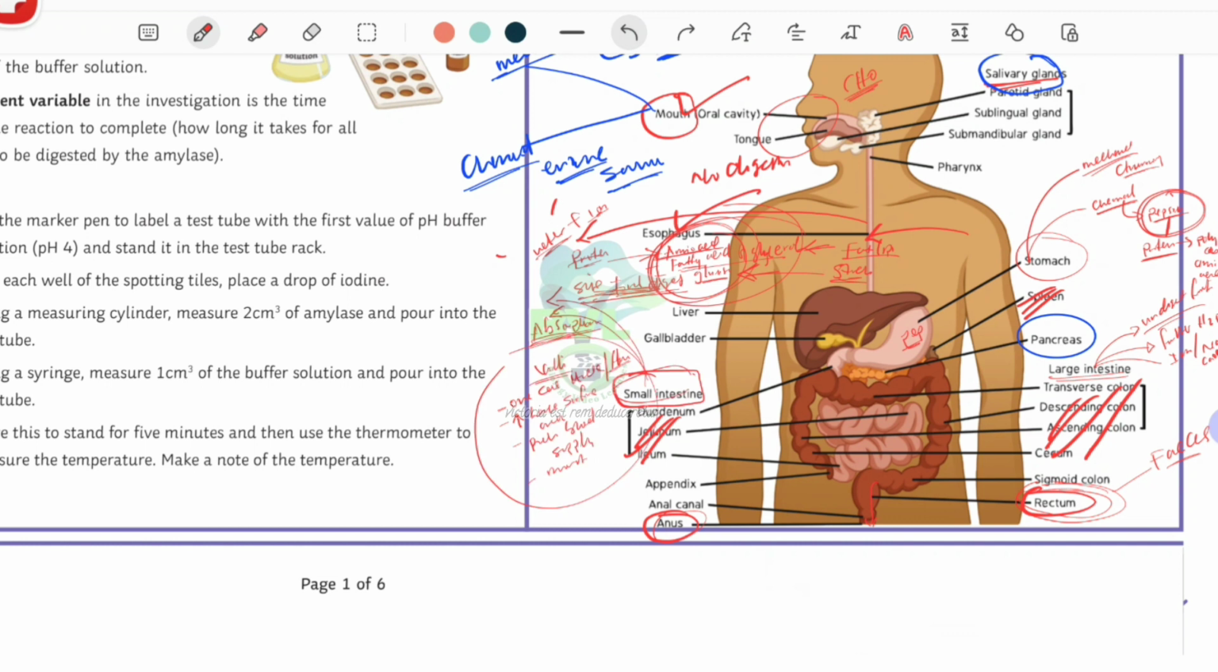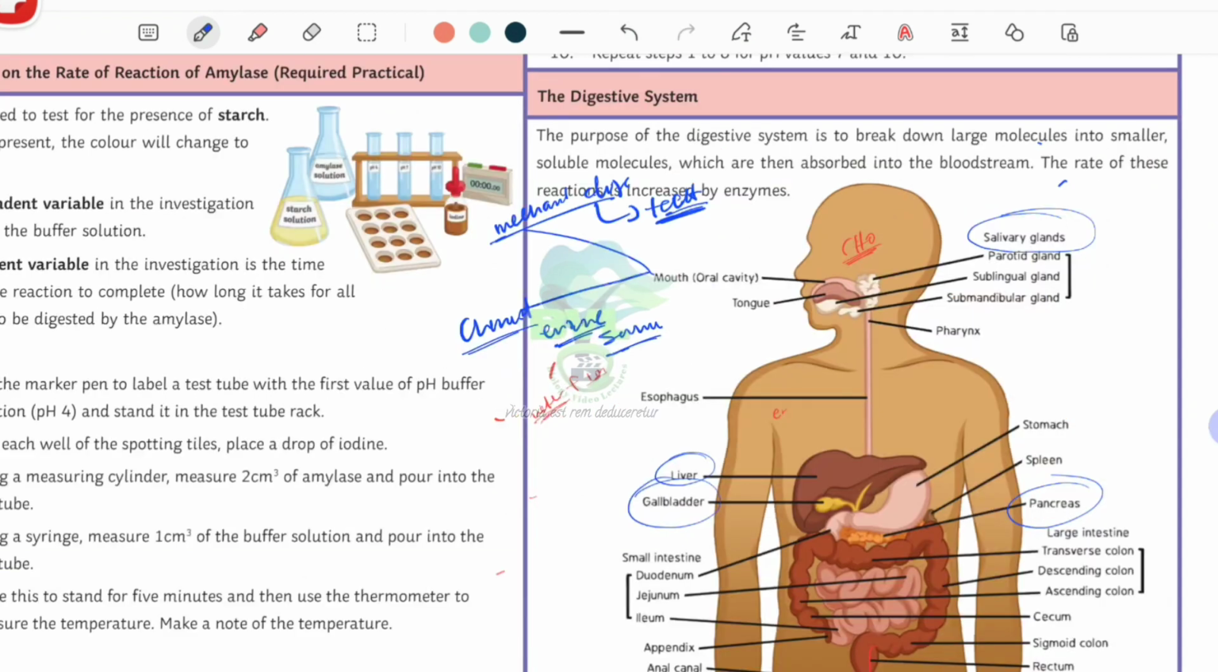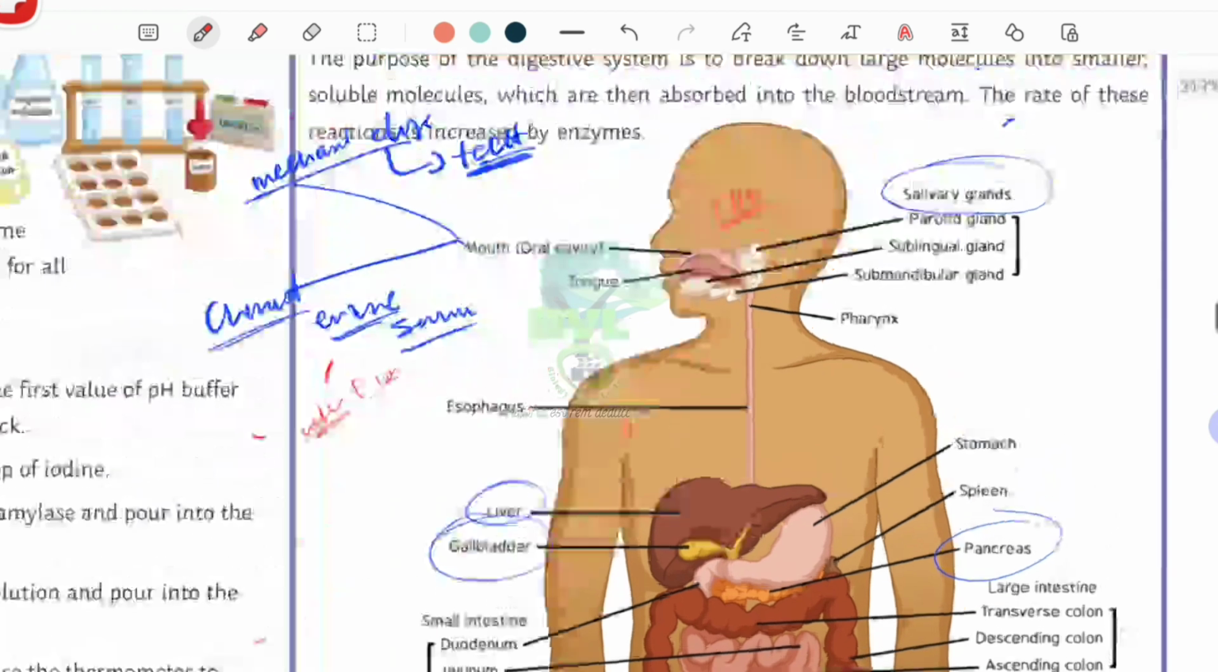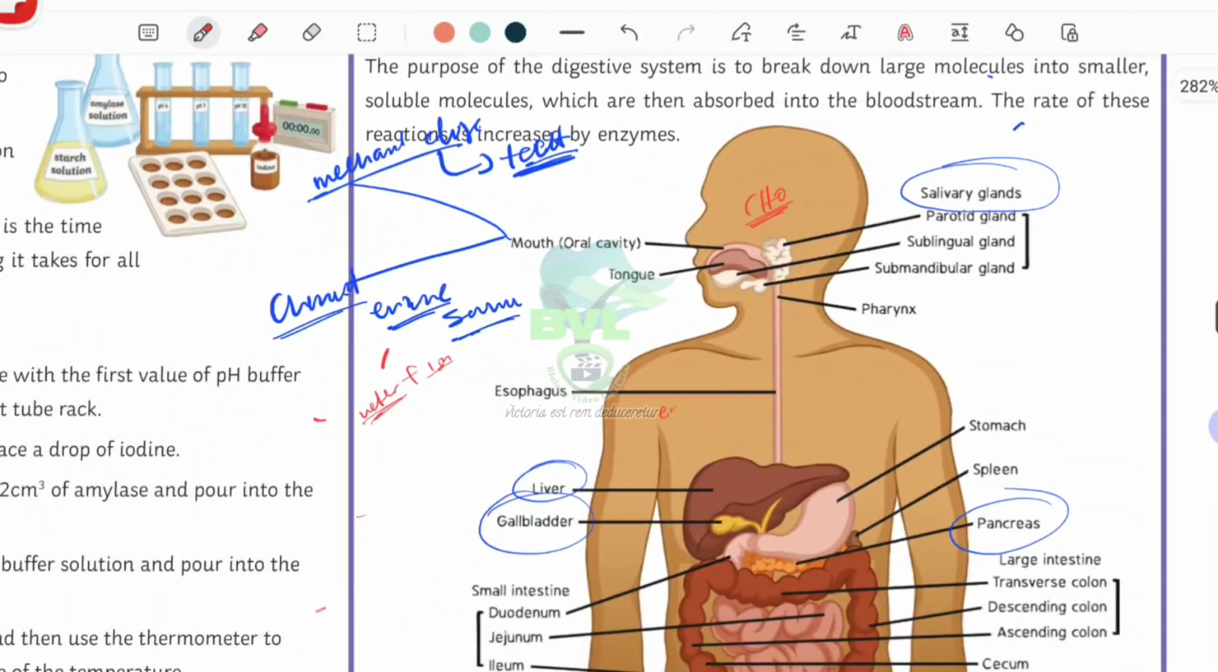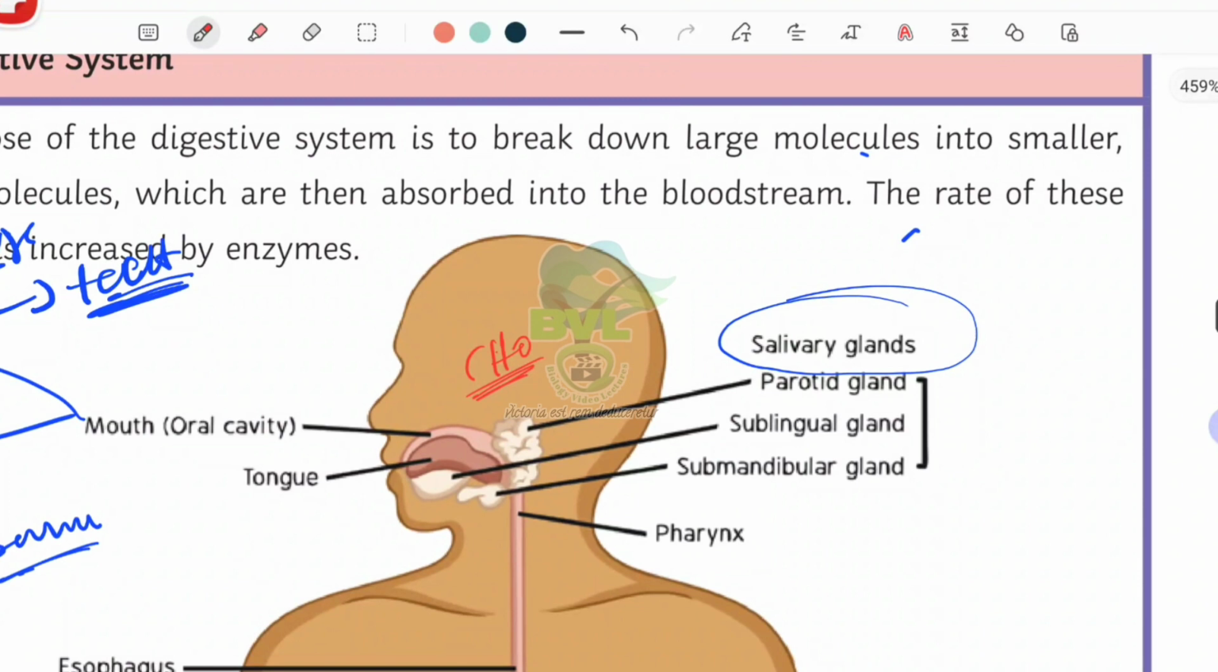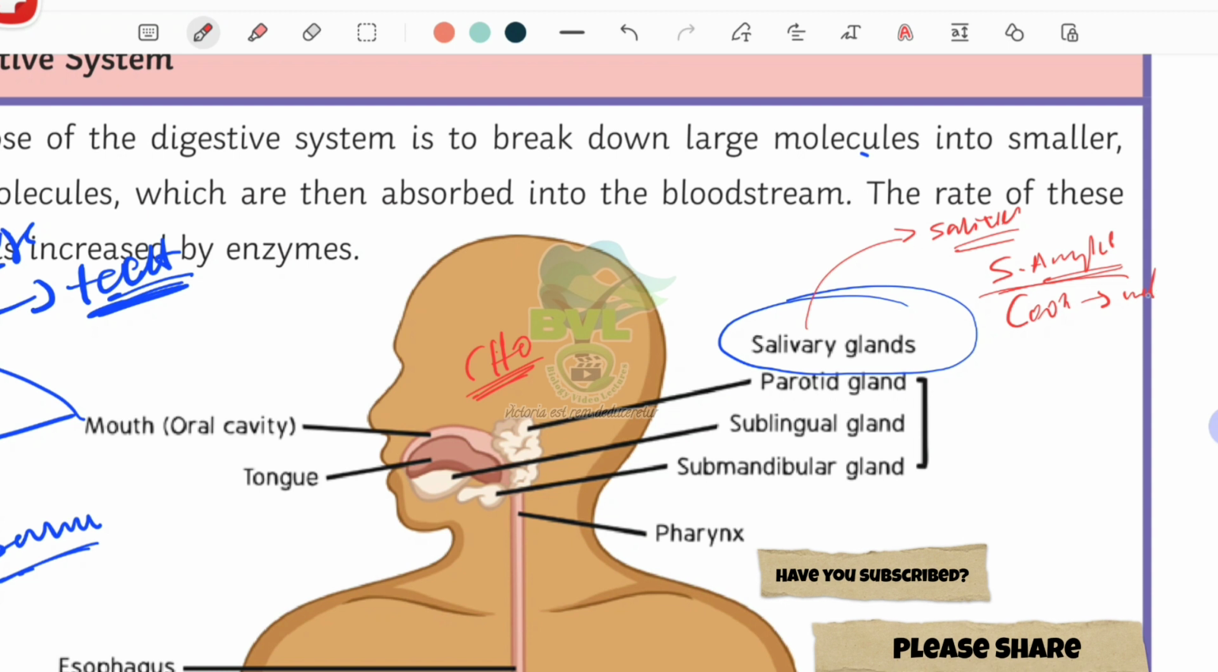So let me move on to talk about the accessory organs. Those are the ones I circled in blue. Food doesn't pass through them, but make no mistake, digestion cannot happen without their inputs. For example, the salivary gland secretes saliva. Inside the saliva you have salivary amylase, which I mentioned when I was talking about the mouth. This salivary amylase converts cooked starch into maltose. Don't forget that. That's the function of the salivary gland.